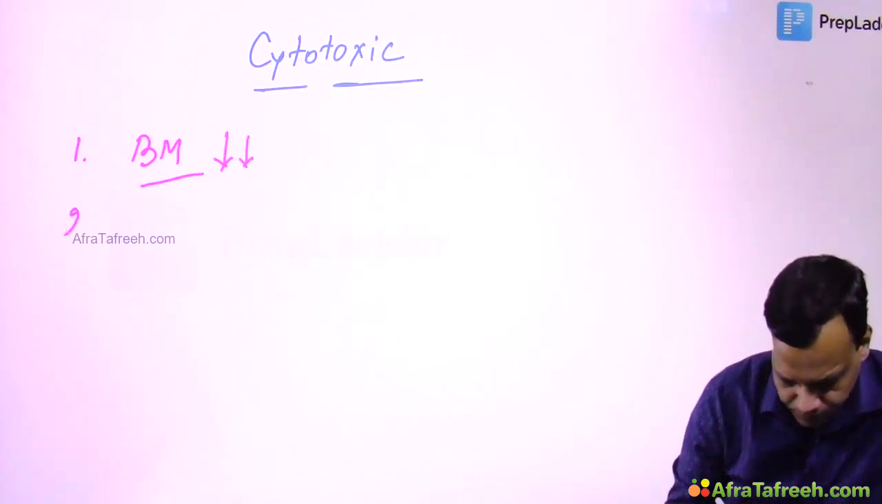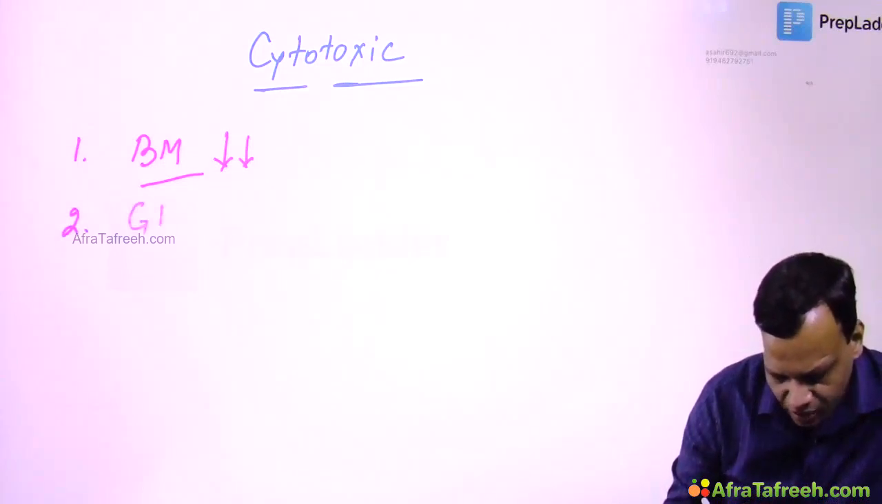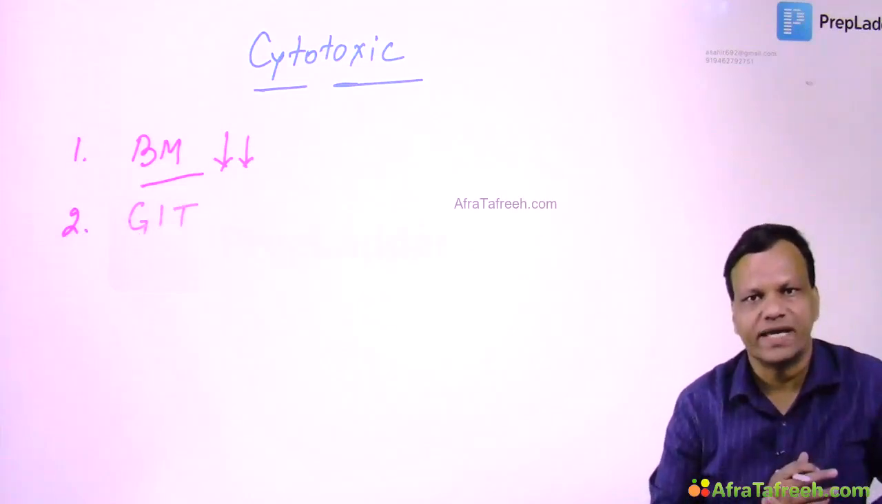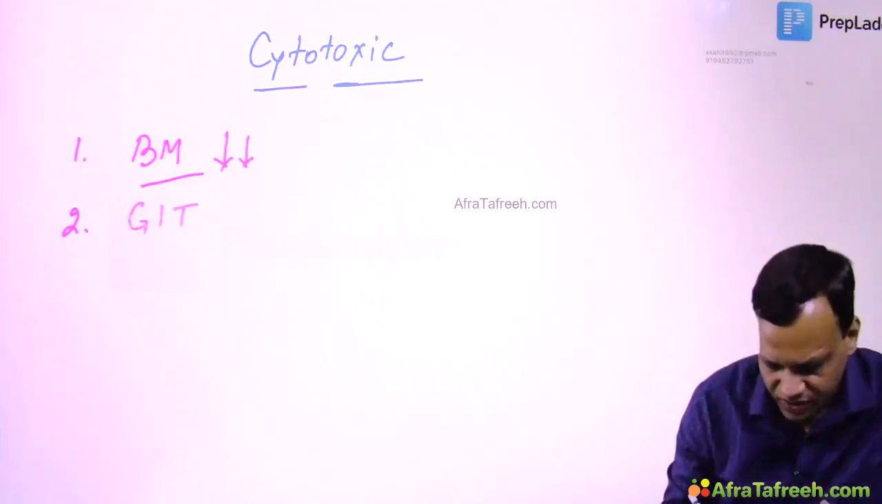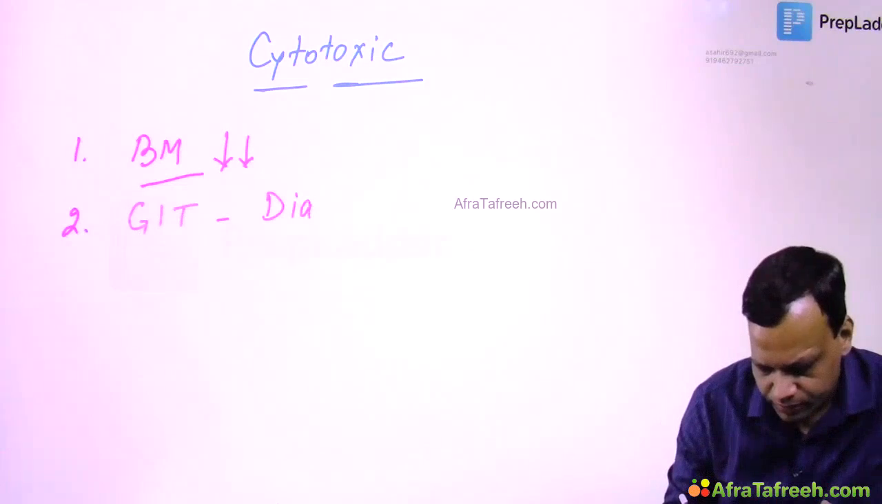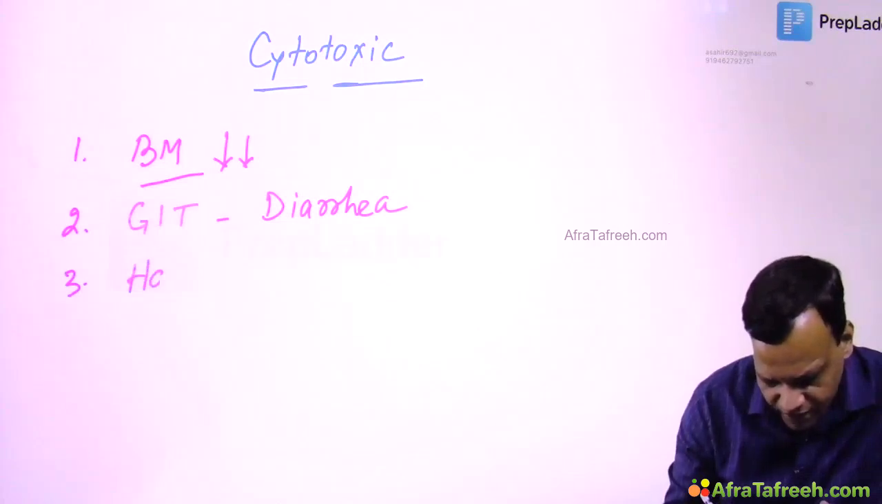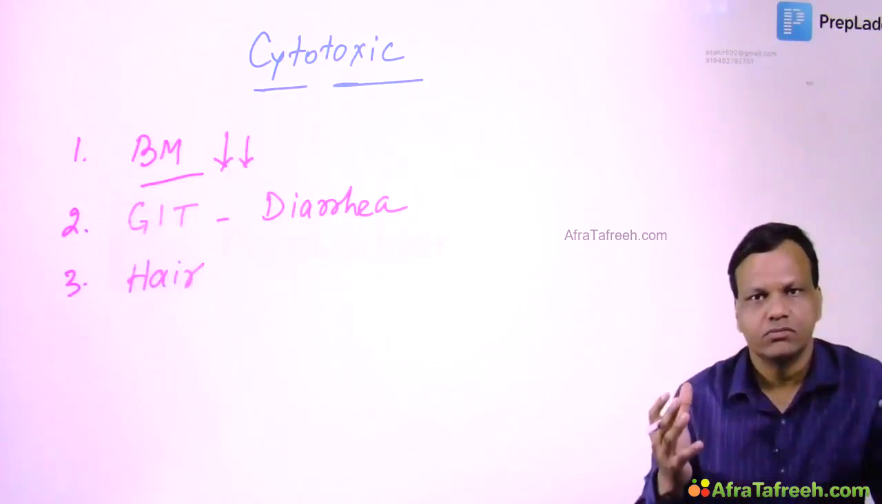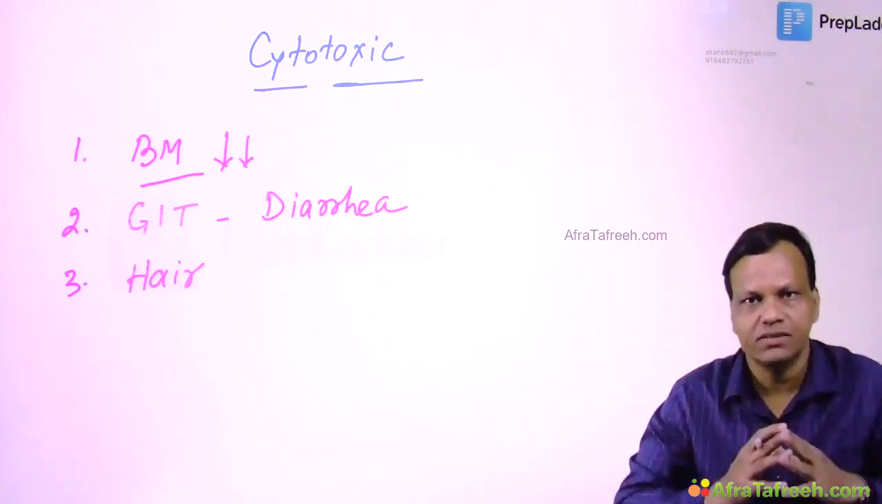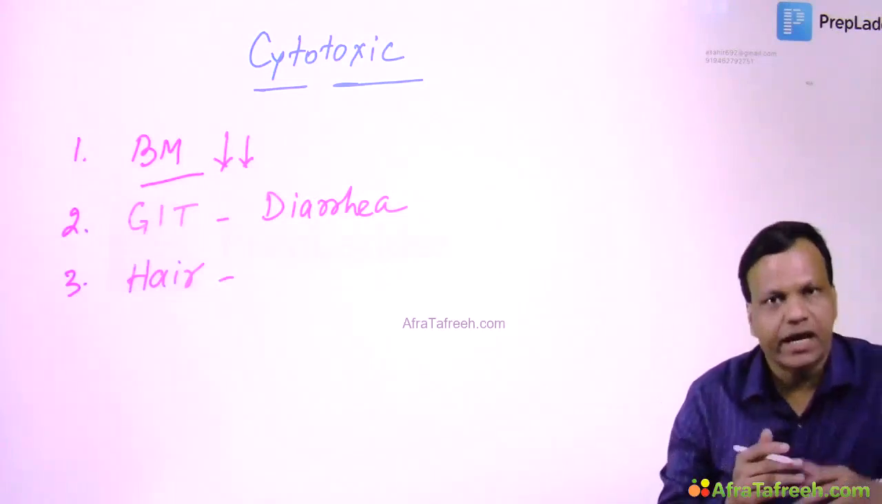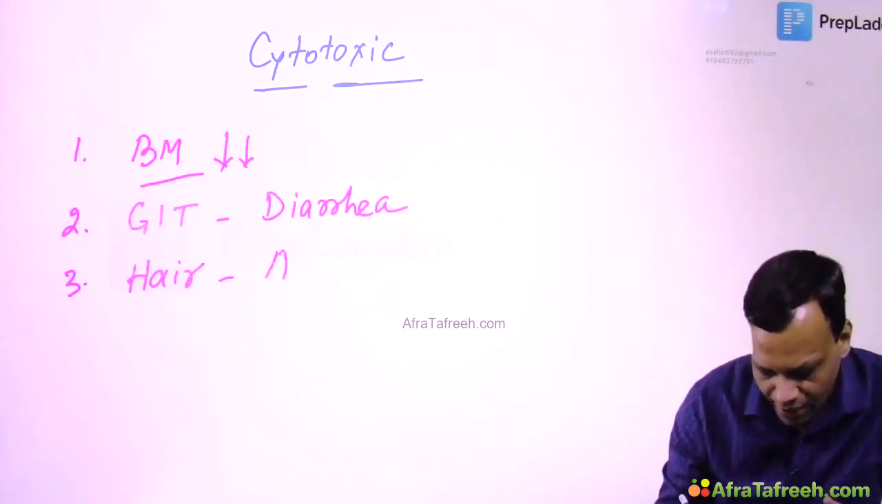Second, cells of the GIT are constantly replaced. So anti-cancer drugs can kill those cells, which can lead to diarrhea. Third, cells of hair follicles constantly grow. We have to get a haircut every month. So anti-cancer drugs can kill those cells, which can lead to alopecia.